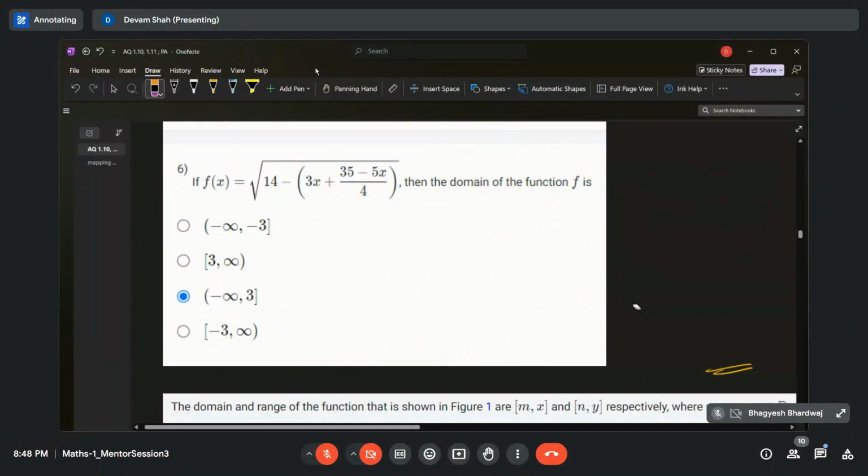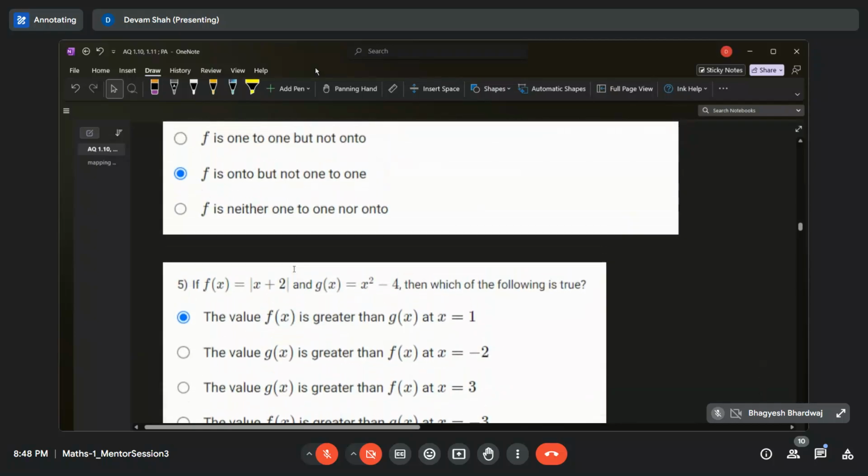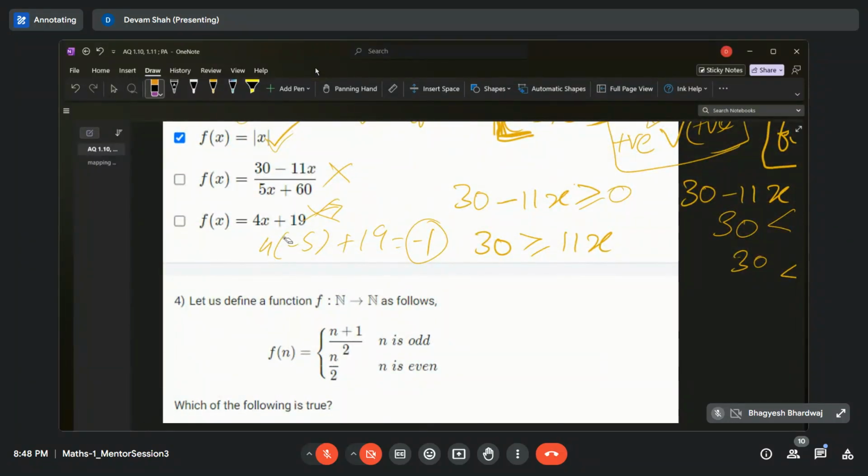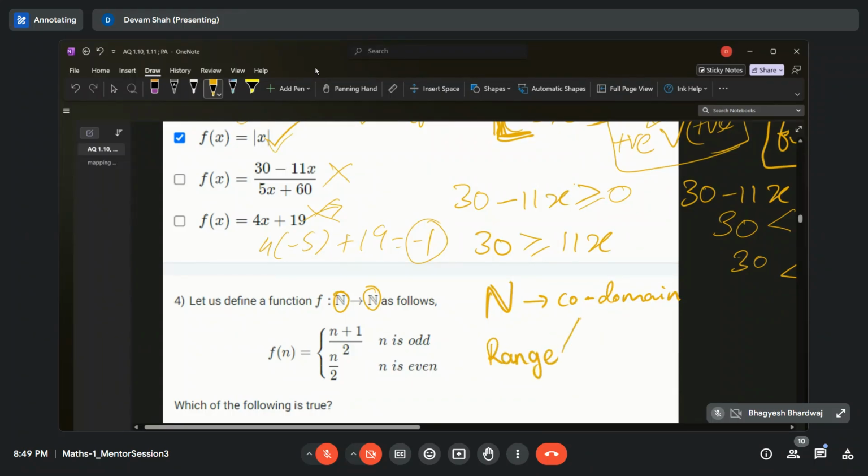Yes, sir. And codomain? Codomain is nothing. You have to check the function on which set it is defined. For example, here it's defined from natural number to natural number. So natural number is codomain. And let's say if natural number is not given, you can't find it. Codomain would always be given. You have to find range, and as you find range, you will compare them.